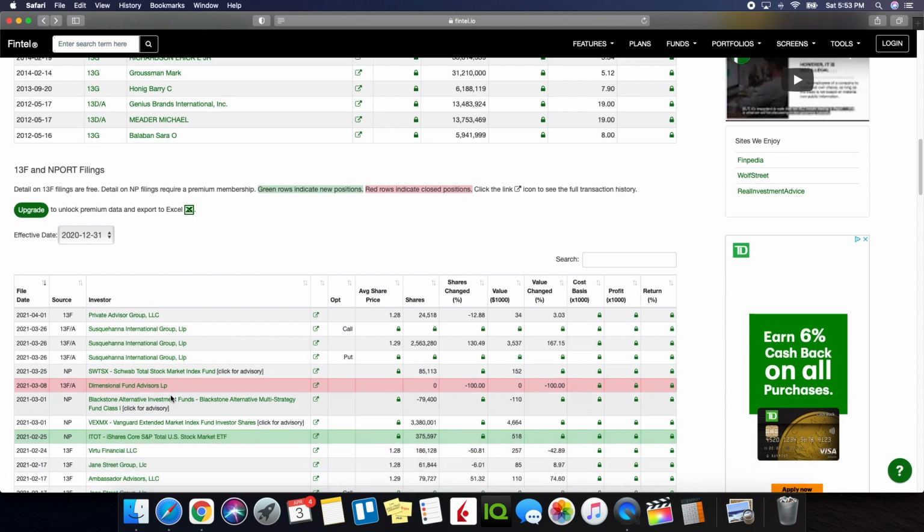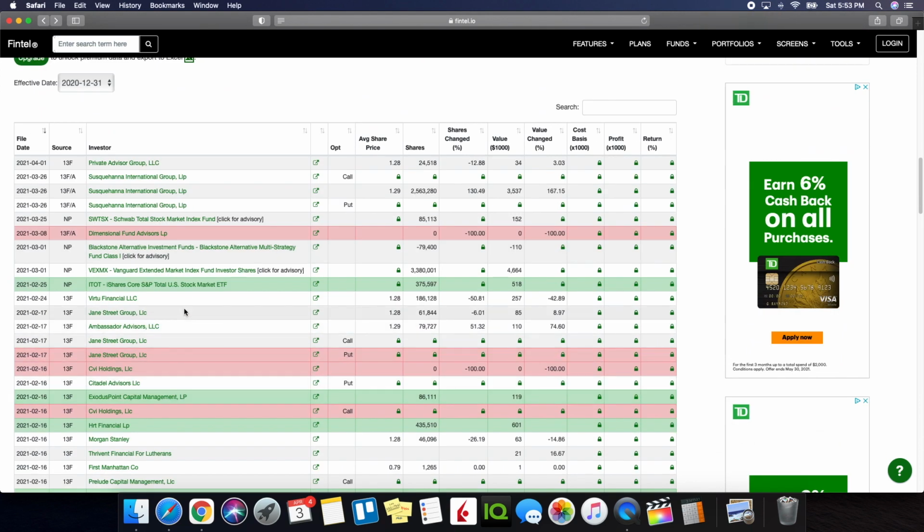But another thing to take into consideration, I want you guys to be aware of, a lot of institutions also do short the stock as well, buy puts and so forth, as you can see over here.